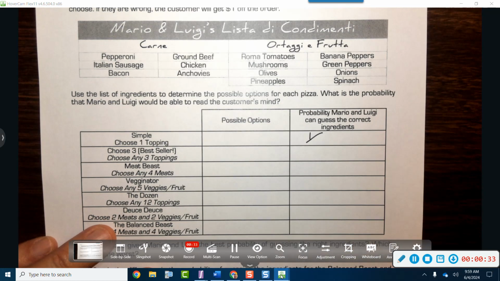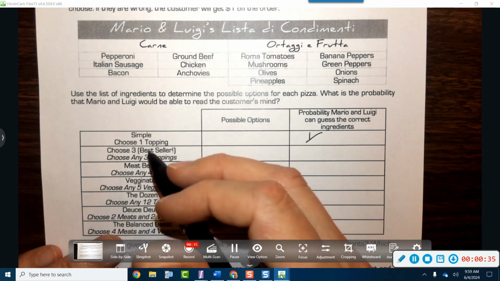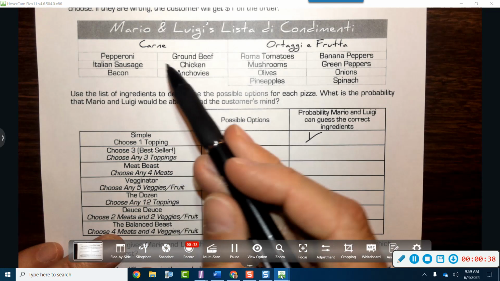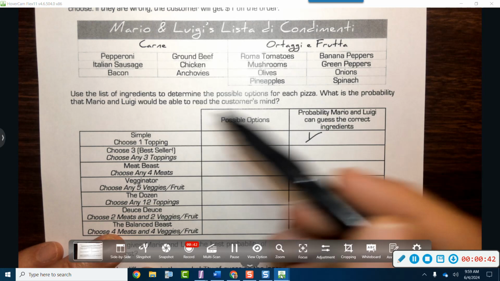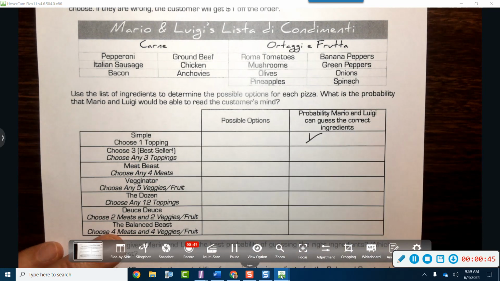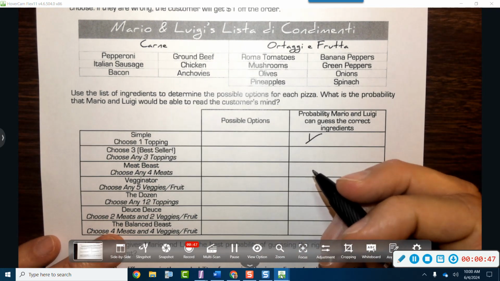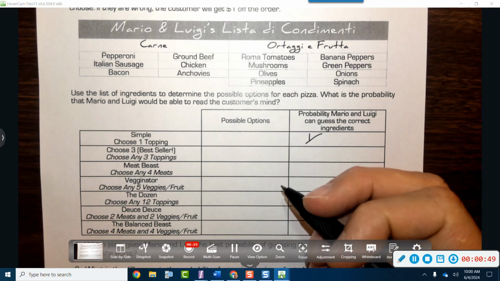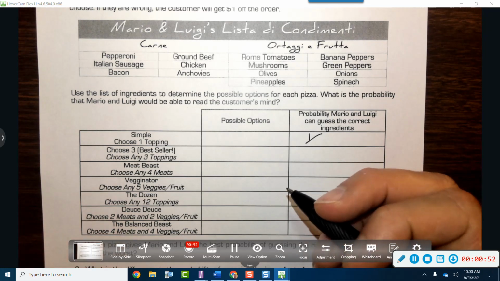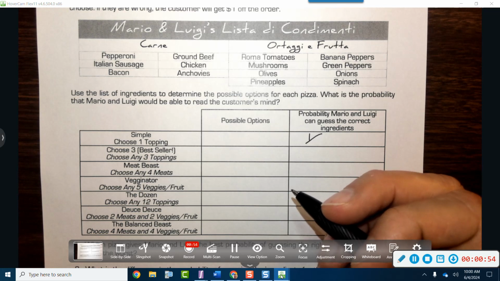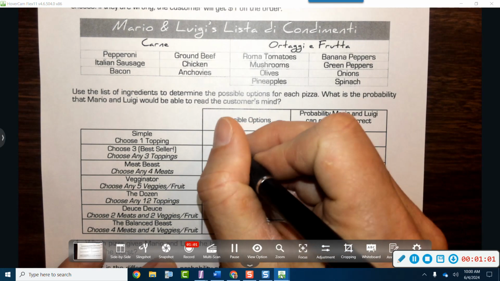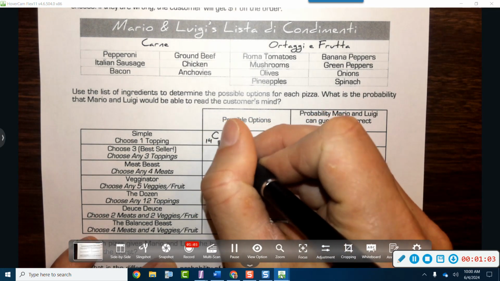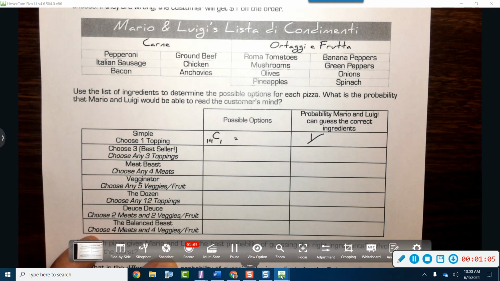Now, this is pretty basic. We've got all these ingredients here, 6, and then this is 8. We've got a total of 14 ingredients, right? So with 14 ingredients, how many different combinations can you have with just one topping? If there's 14 ingredients, it's going to be 14 choose 1. How many ways can you choose one?